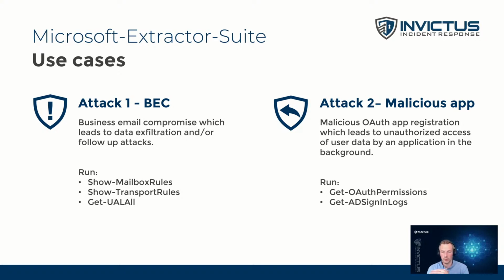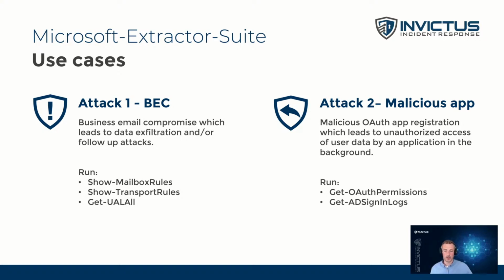Regardless, forwarding rules are a tactic that is often used by BEC threat actors. So for instance, we could run these two commands to give an overview of all the different rules. And let's say we find something interesting. We're going to say we want to grab the full unified audit log now with Get-UAL all. And this will acquire the complete unified audit log, and then you're on your way to do your analysis. Hopefully, through running the show commands, you already have an idea of where you should focus your investigation. That's one basic use case.